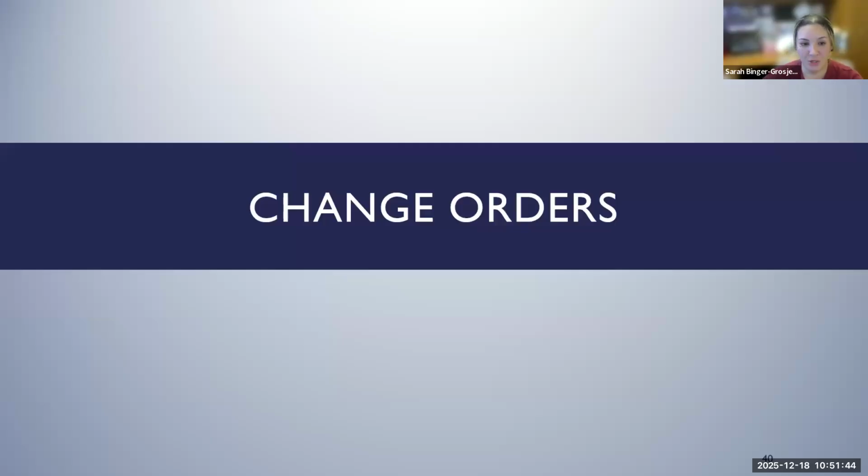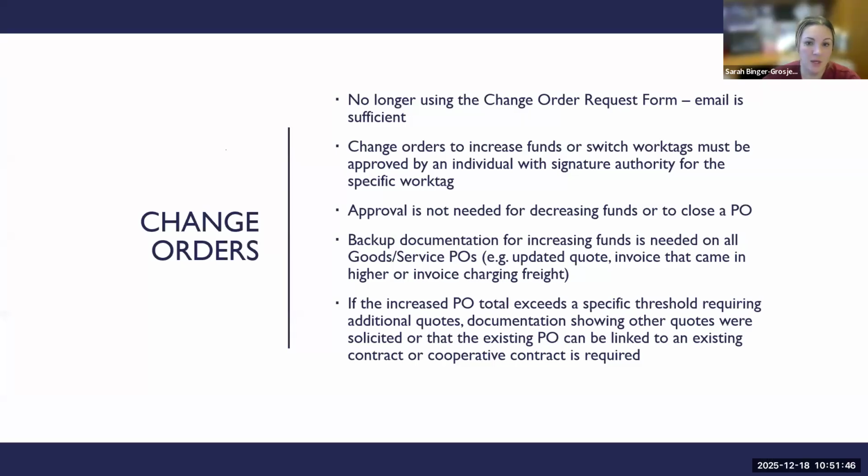Okay, now moving on to change orders. So we no longer use the change order request form. We're just trying to streamline processes and make things more efficient. So email is sufficient. If you need to increase funds or change a work tag, that can all be done via email and should be approved by an individual with signature authority for that specific work tag. If you're not sure who has that specific authority, you can check Workday Tools. Again, that is limited to the manager and the owner for those different work tags, but that should just be on the email trail before it comes to our office.